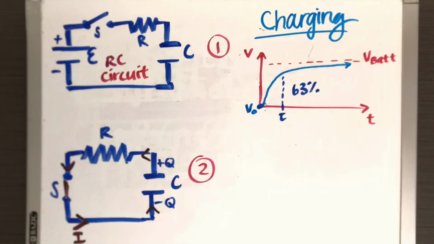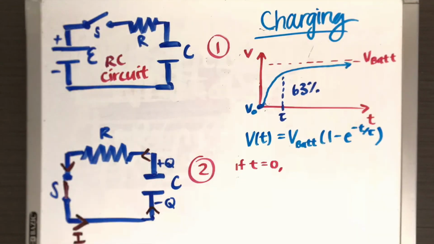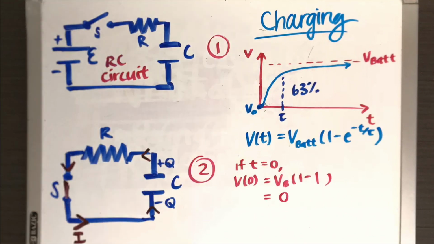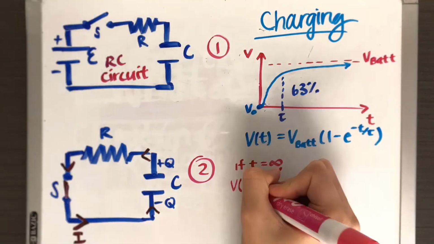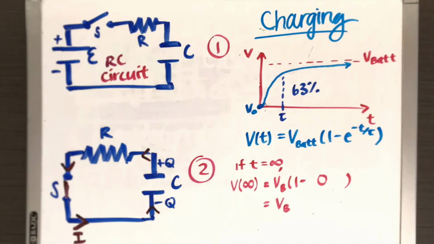The equation for this is as follows. V as a function of time is equal to V battery times 1 minus e to the negative t over tau. We can check if the equation matches the graph by plugging t equals 0 into the equation. This will become e to the negative 0, which is just 1. Then 1 minus 1 equals 0. If t equals infinity, e to the negative infinity is 0. Then 1 minus 0 equals 1. And that is a relationship between time dependence and charging a capacitor.